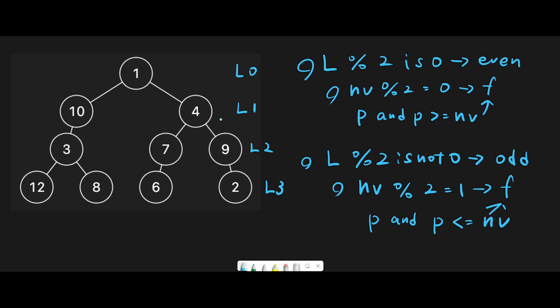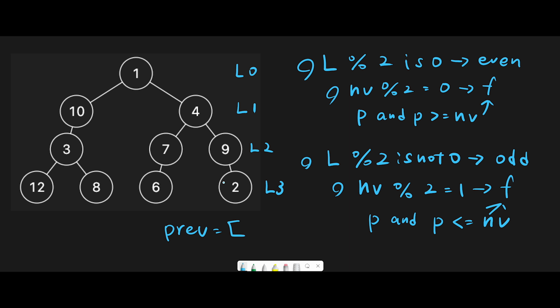But this is a depth first search solution. So we move up or down, right? That's why every time we move to the next level, the previous value should be changed, right? So how can we deal with this problem? So my idea is to keep the previous values with an array.